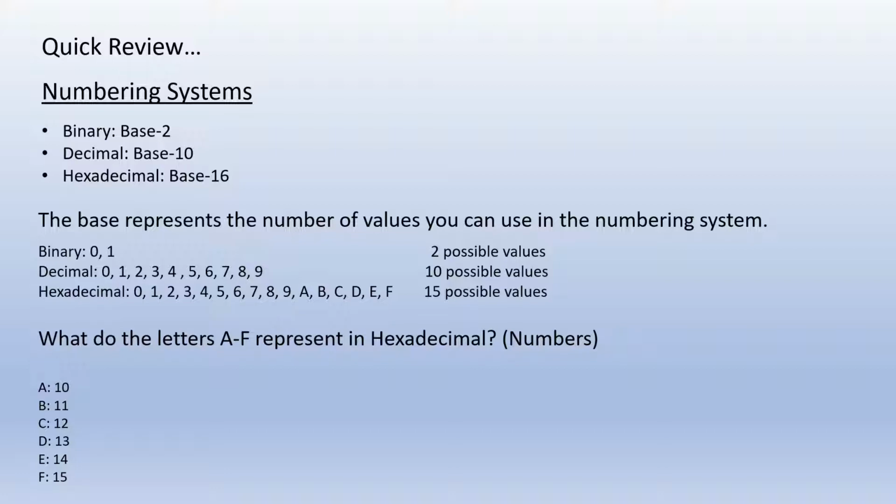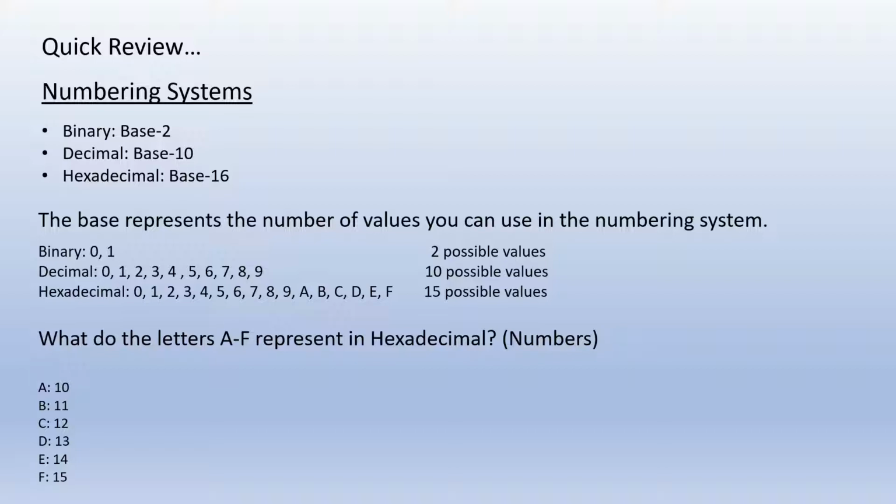Now, if you're wondering what the letters A through F represent in hexadecimal, they represent decimal values, but you're representing them with one letter or one character, so you could put them in one place in the base 16 numbering system. So A represents the number 10, B 11, C 12, D 13, E 14, and F 15.